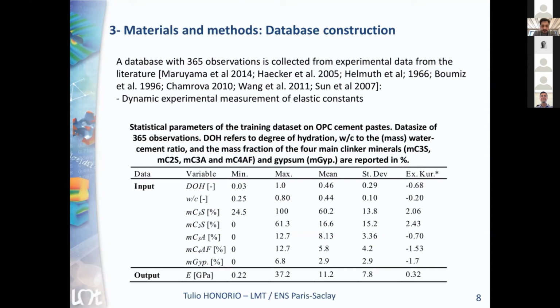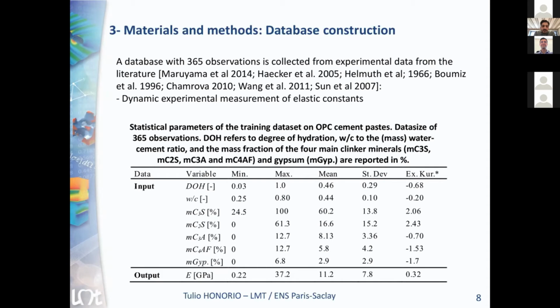So materials and methods, the first important thing to do is to collect the data for the database construction. So we looked at the literature. So here we can see there are more than 5 or 8 references, several experimental studies in which people have measured the elastic constants of cement pastes, OPC cement pastes. The measures of the elastic properties are dynamical. So the database is consistent in that way.